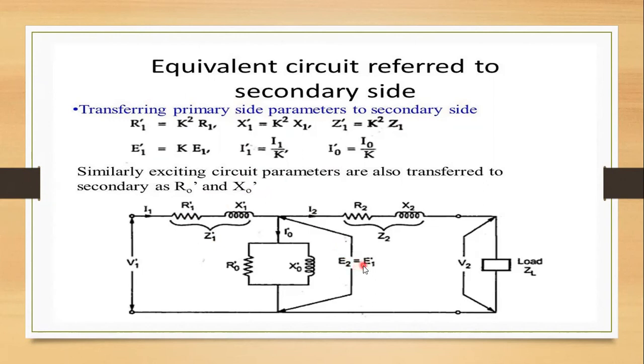Okay, E2 is equal to E1 dash, that is equal to K times E1. You know the relation N2 by N1 is equal to E2 by E1 is equal to K. So by using the relations, the secondary side voltage E2 is nothing but E1 dash, that is equal to K times E1.